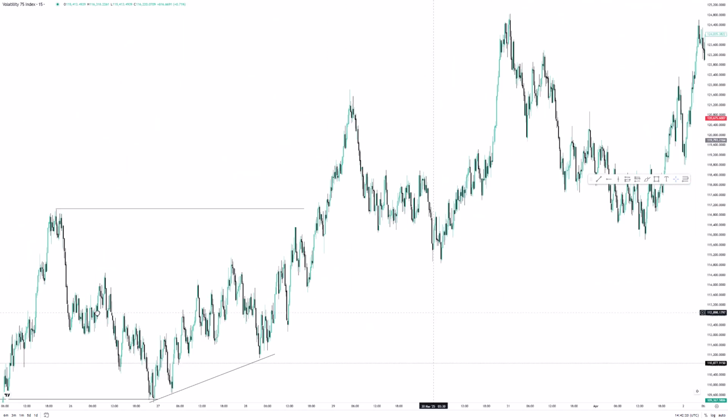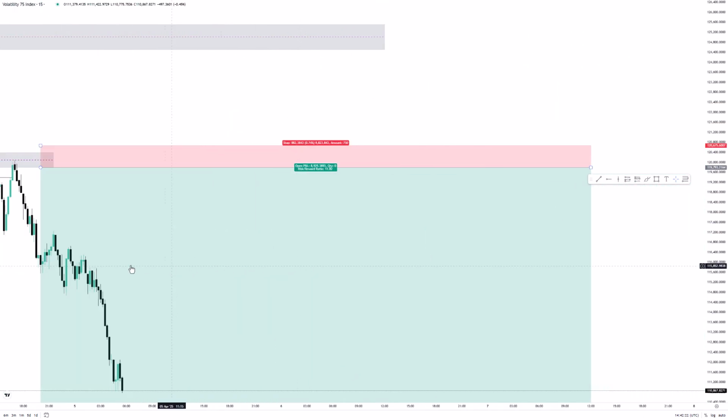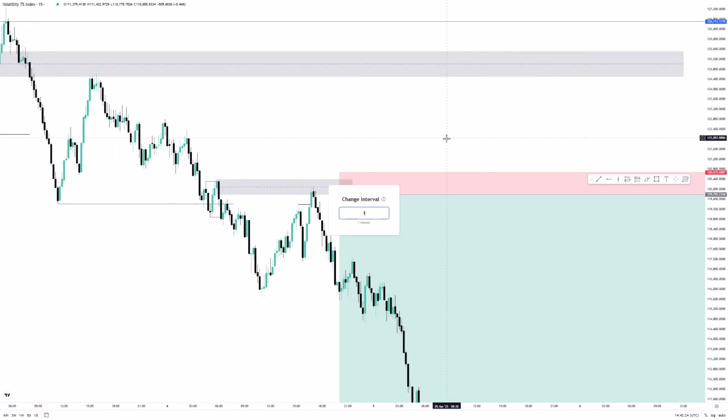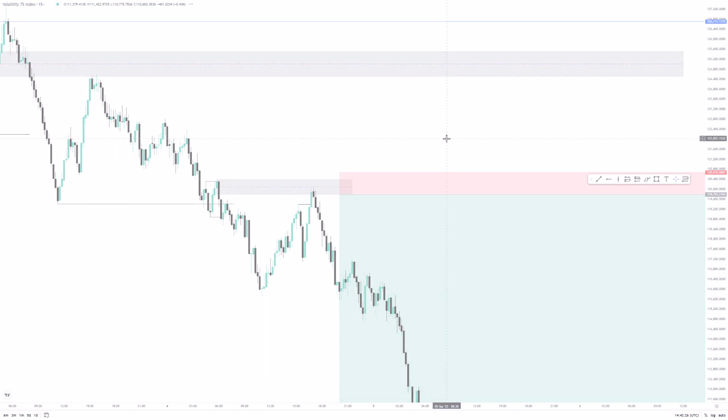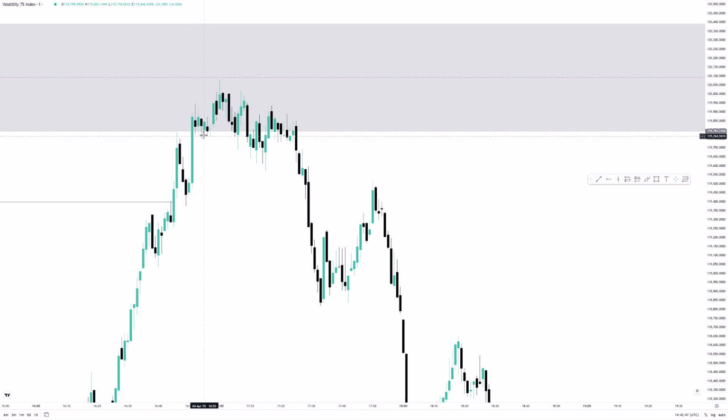So from here, I move to the 1 minute time frame. So on the 1 minute time frame, we see that price created this high. Another high, we see a what? We see a break of market structure at this level.